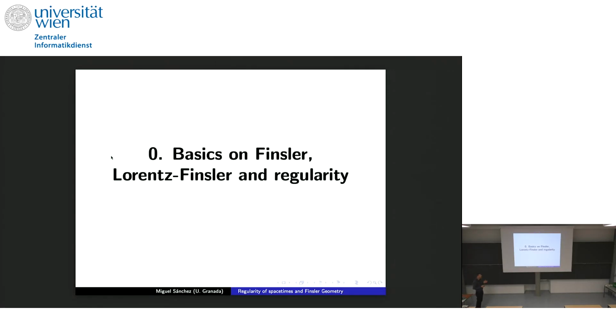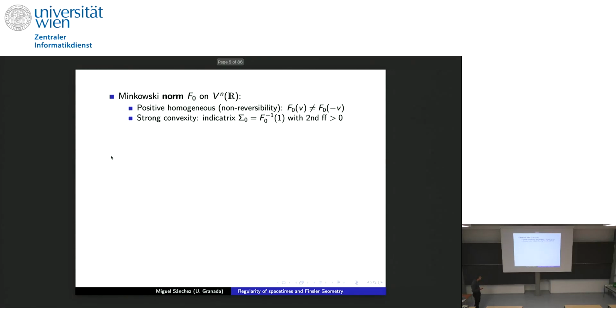First, I will start with some basics on Finsler geometry, Lorentz-Finsler, and regularity. I will consider Minkowski norms, which are usual norms except for two conditions. The first one is positive homogeneity, that is, we do not assume reversibility: the norm of a vector may be different from the norm of minus the vector. And the second one is strong convexity, that is, the indicatrix, the unit sphere, must have second fundamental form greater than 0. In particular, this indicatrix is smooth, eventually it may be analytic. However, there is a trivial fact that we cannot avoid: the square of the norm is C2 at 0 if and only if it comes from a scalar product.